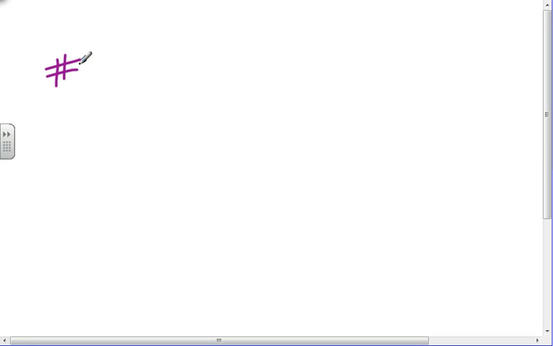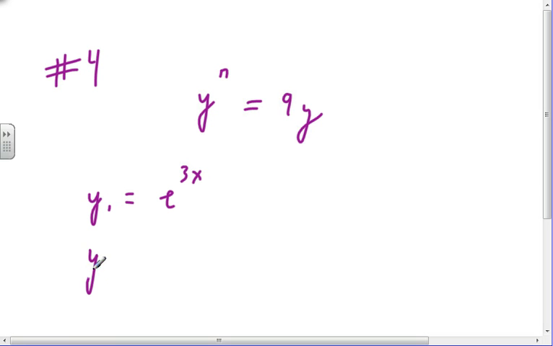Okay, hearing nobody in the audience, I'll start on 4 this time. I'm supposed to show that my differential equation has the solutions shown. My differential equation is y double prime equals 9y, and I'm supposed to show that the solution e to the 3x is one of those. So y prime is 3 e to the 3x, and y double prime is 9 e to the 3x. So I've shown that one.